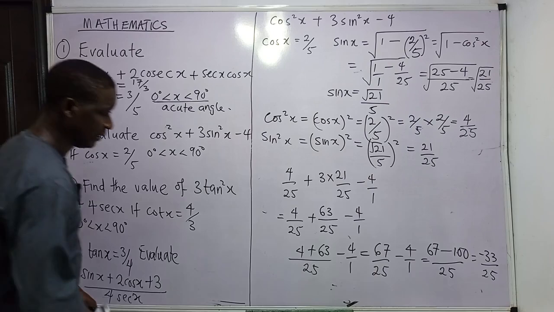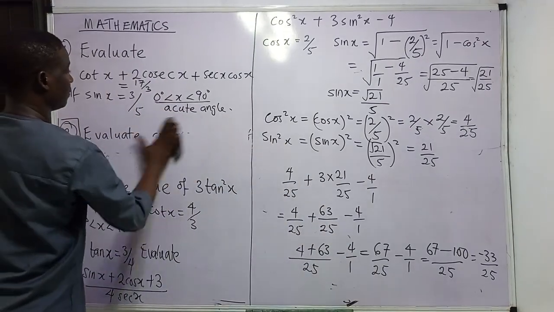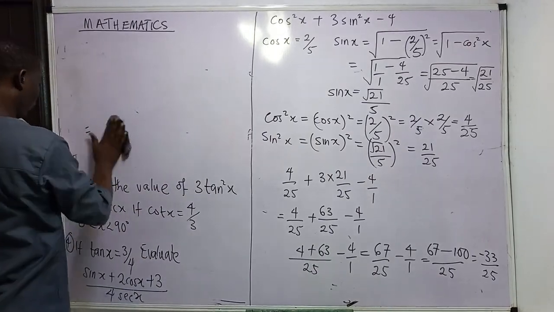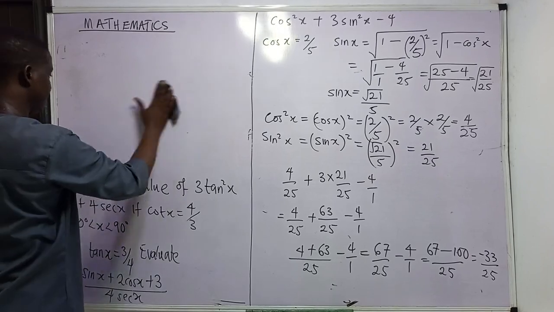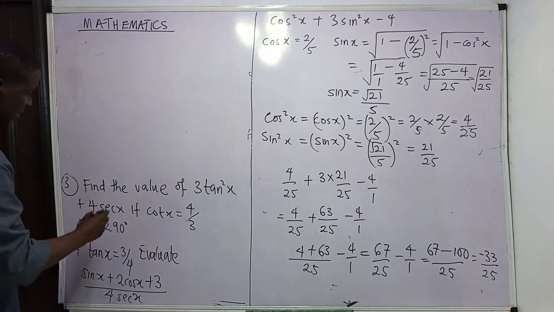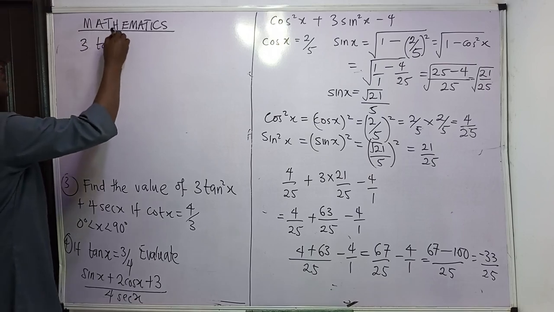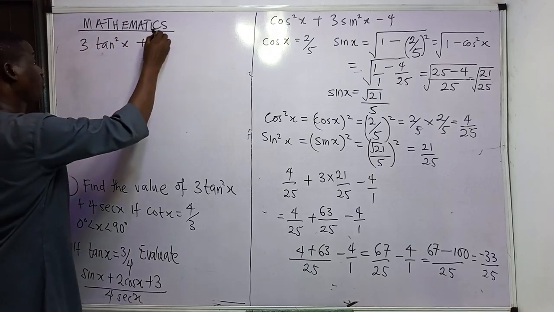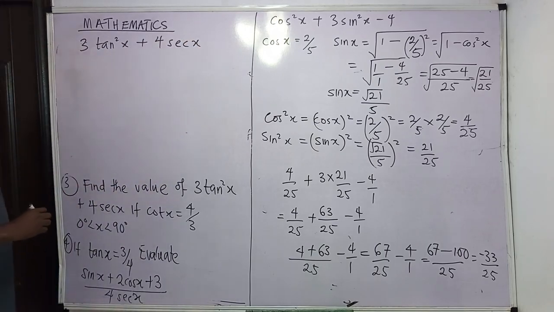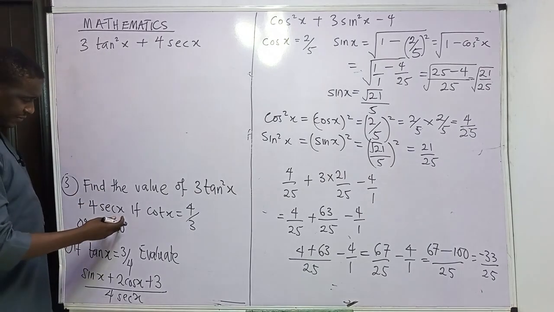Now let's go to number 3. Number 3 question, which is the last one. Then I will give us the 4th one to try our luck. Let's try and solve it and see what we're going to get. So this one says what? 3 tan square x plus 4 sec x. That is the question. Now, what we are given is what?